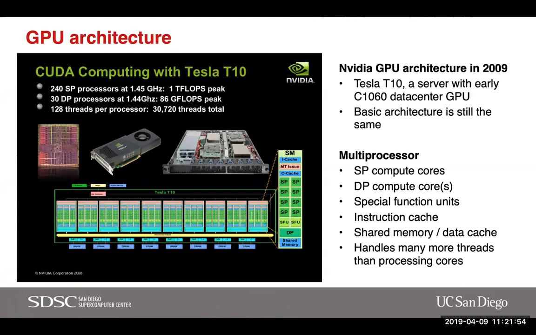And these streaming multiprocessors can handle many more threads than processing cores. So what you typically do is you launch many threads. Like it's written up here, you can launch in that old hardware configuration 128 threads per processor. And if you would do that, you would have 30,720 threads running concurrently on that hardware. It doesn't mean they execute exactly at the same time, but they will be running at the same time.